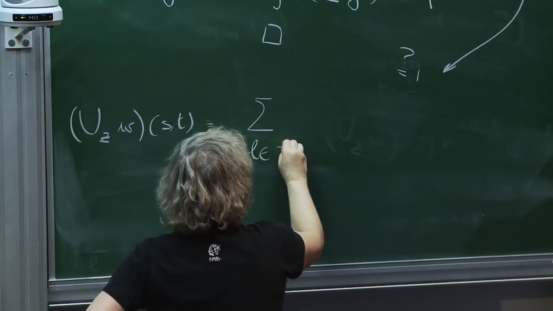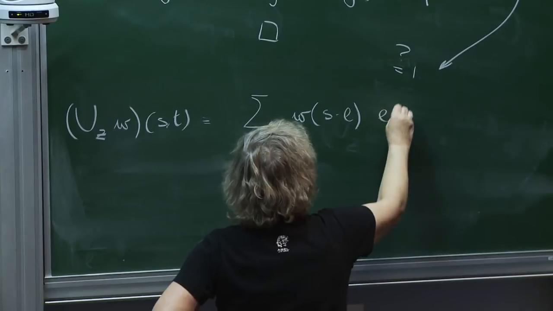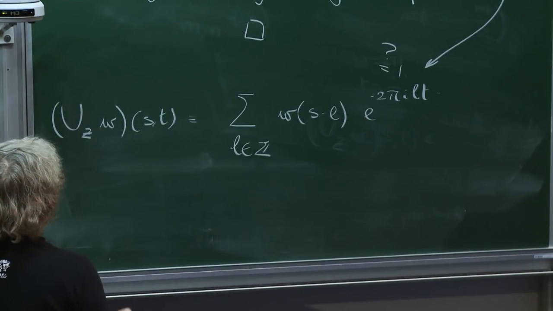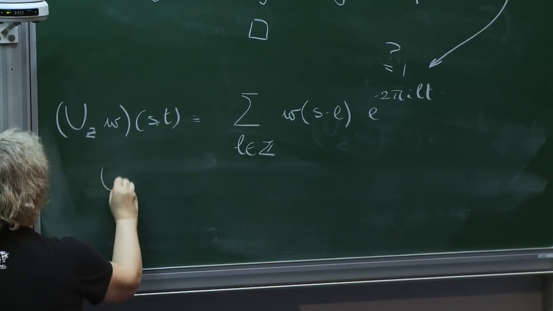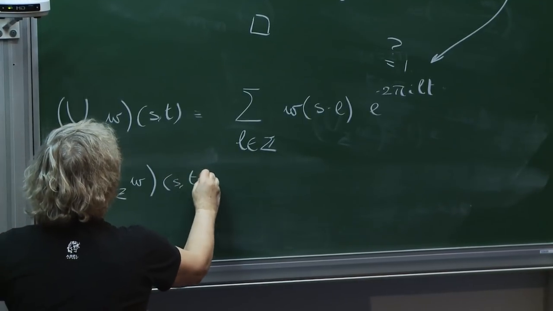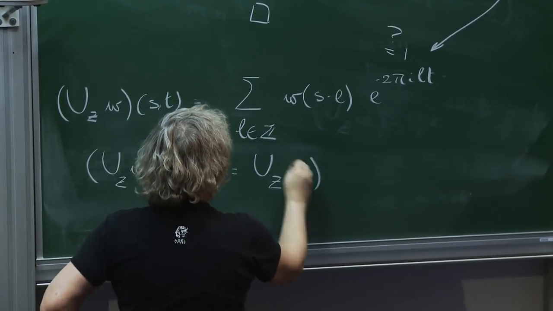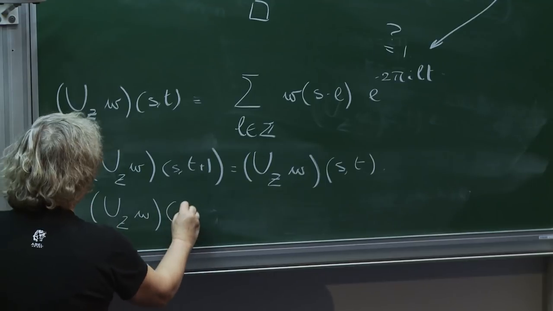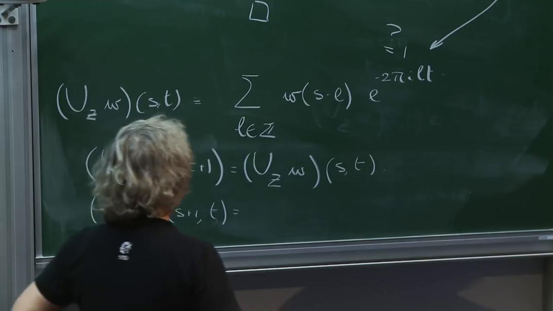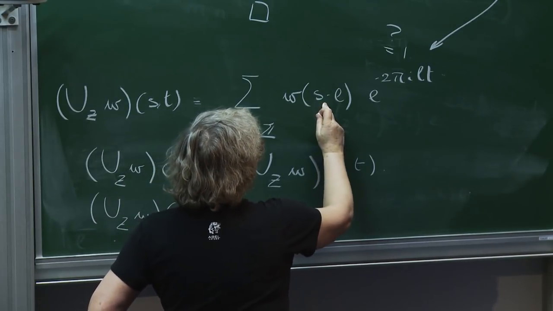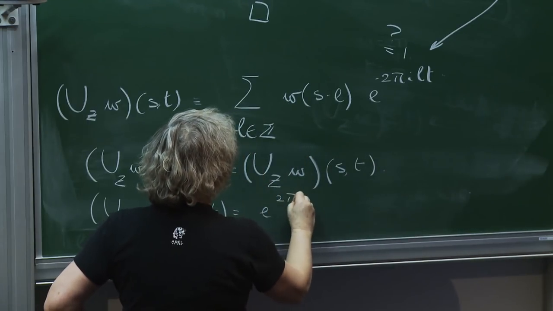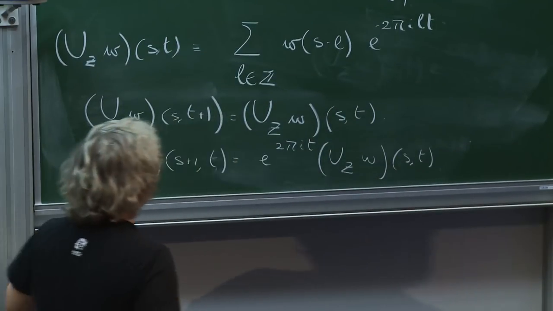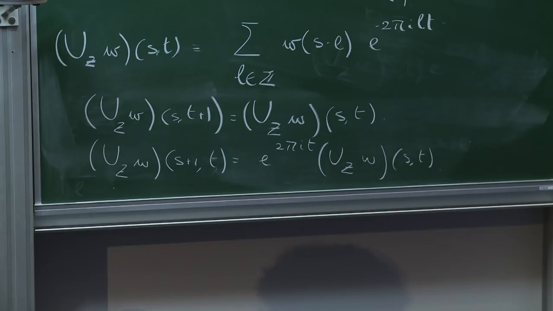Remember, I'll write it again: the sum over l in Z of W(s minus l) e to the 2 pi i l t, or with a minus sign, doesn't matter much. I know that UZ W of (s, t plus 1) is equal to UZ W of (s, t). And UZ W of (s plus 1, t) gives you a funny kind of semi-periodicity. If I put here an s plus 1, then I can move that out, and I get e to the 2 pi i t times UZ W of (s, t), give or take a plus or minus 1 there.